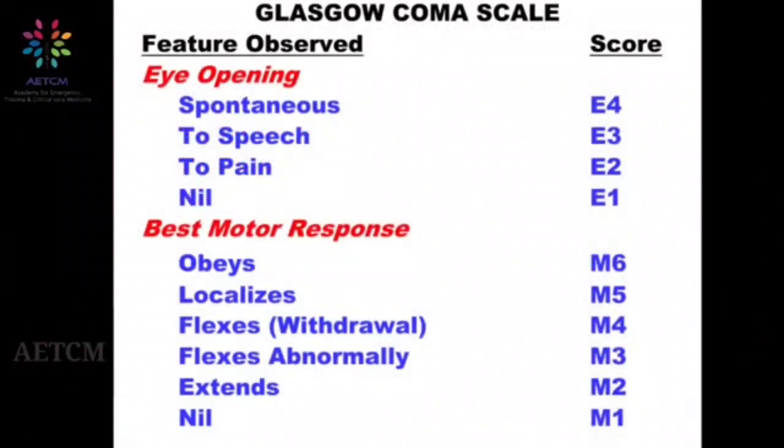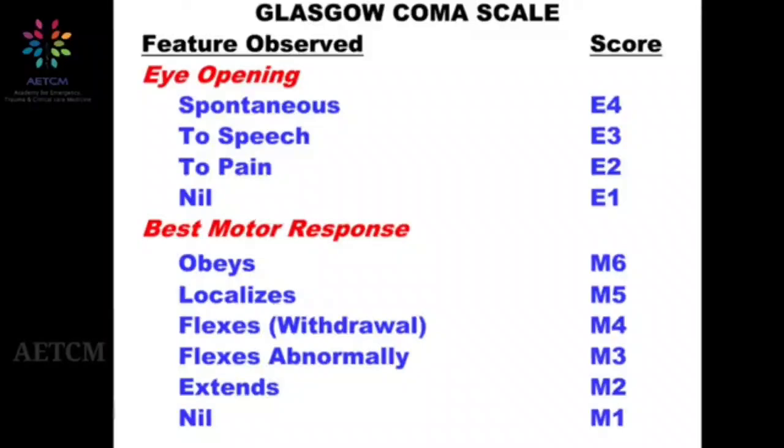So the classical Glasgow Coma Scale, with a score out of 15, has three basic parameters. You start with E. E is for eye opening. If the patient is opening his eyes spontaneously, then the score is E4. If the patient is opening his eyes to speech, it is E3. To pain is E2. And if there is no eye opening, no response, then it is E1.